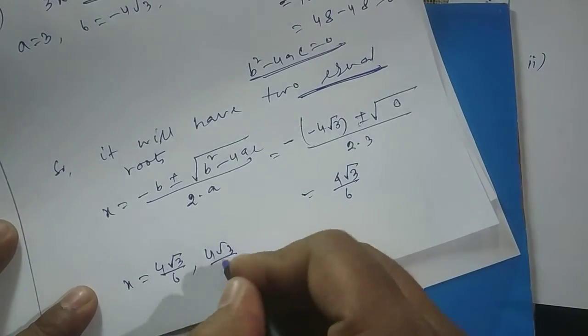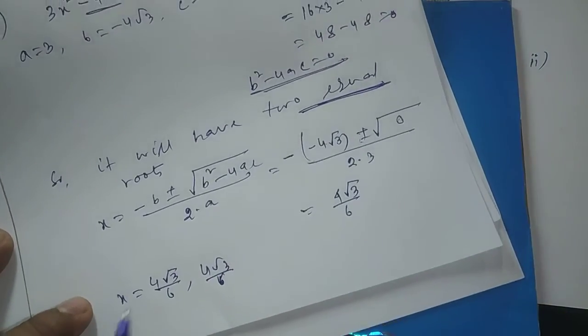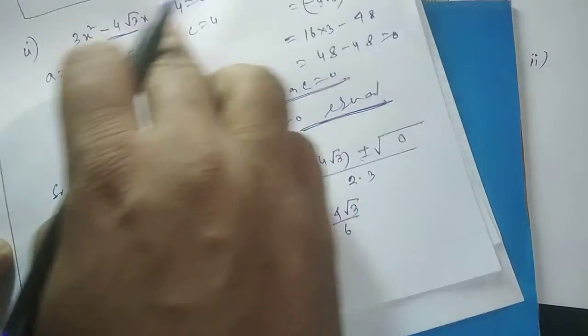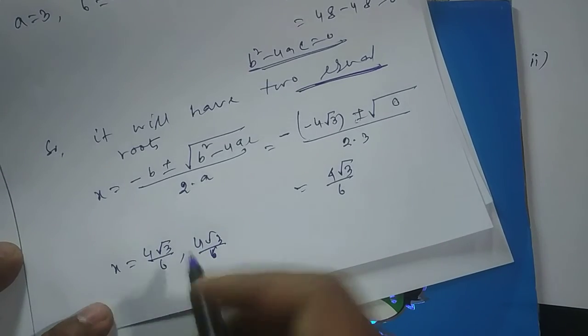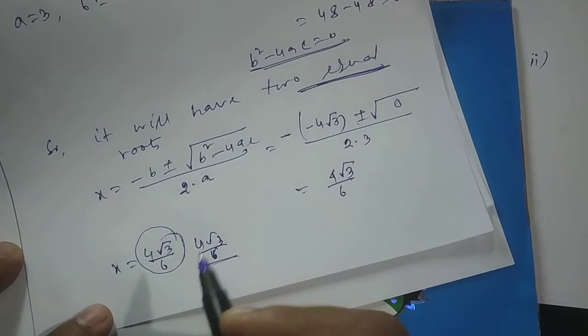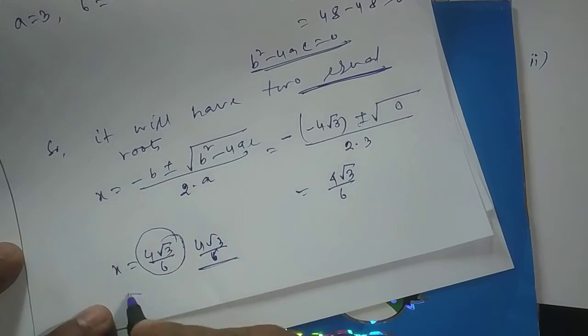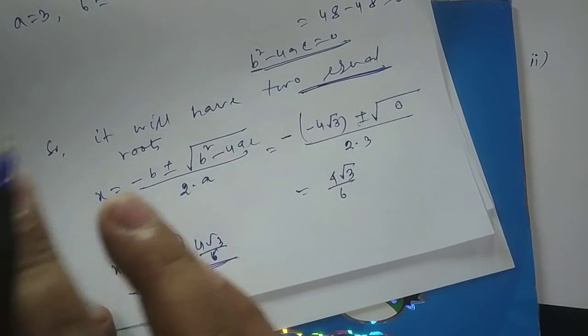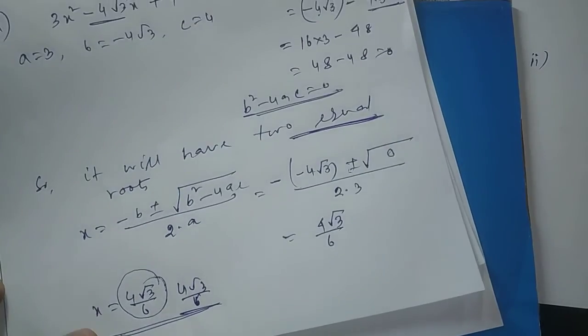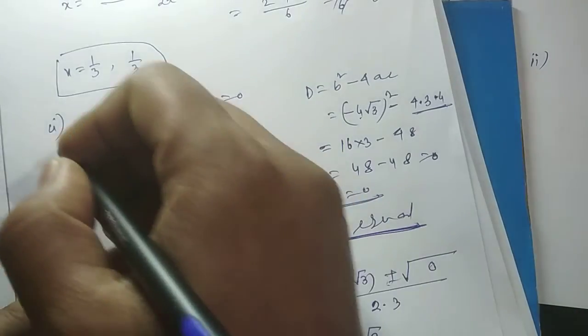Because we have proved here d is 0, the other root will be the same, by condition number 3. Because here the discriminant is 0, we can say it will have two equal roots. If one root is this one, the other root will also be 4 root 3 by 6. Both the roots will be the same because we have proved already d is 0. In this way, question number 1 has been solved.